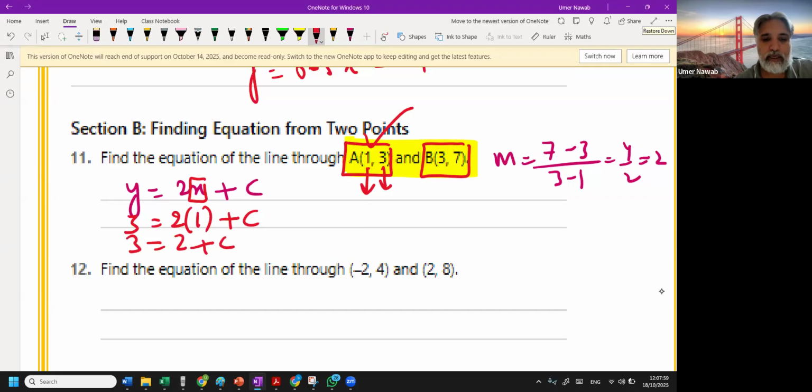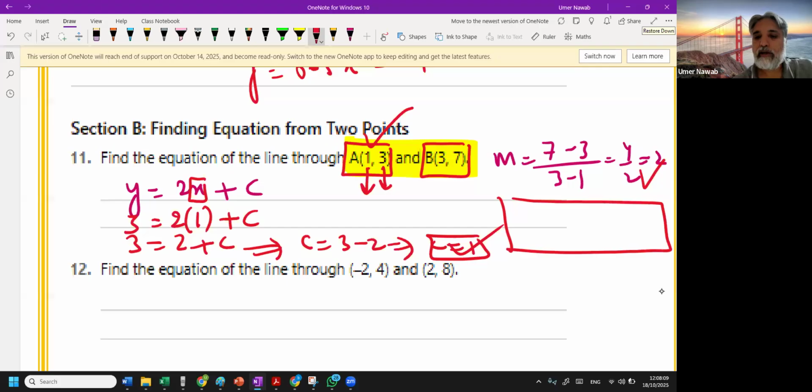I'm putting it here to get the value of c. So 3 is equal to 2 plus c. So c is equal to 3 minus 2, so c is equal to 1. I found m, I found c. I'm ready to write the equation of the line. y is equal to 2x plus 1. So m was 2 and c was 1.